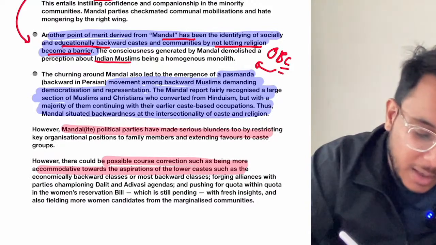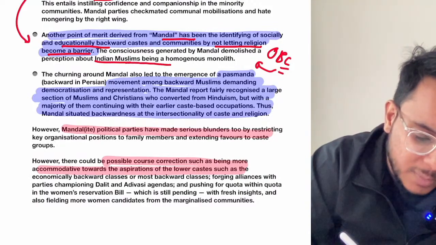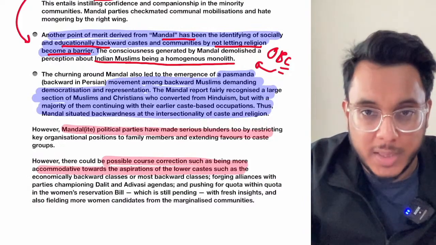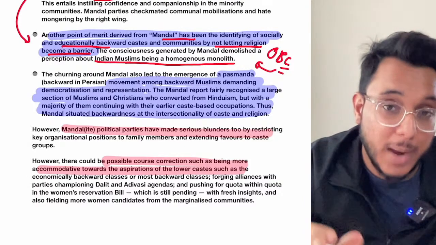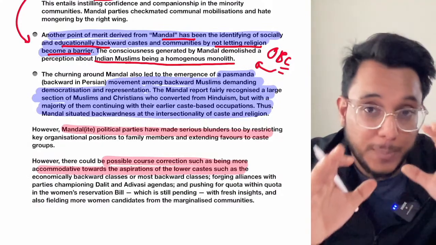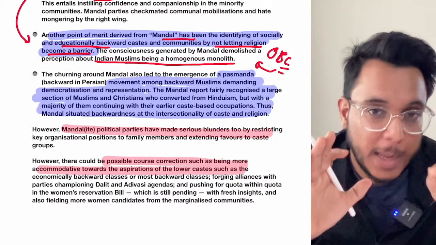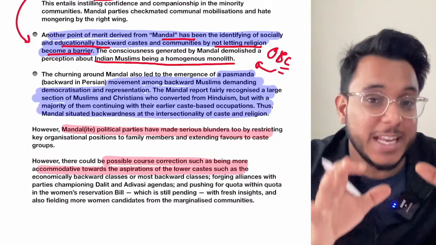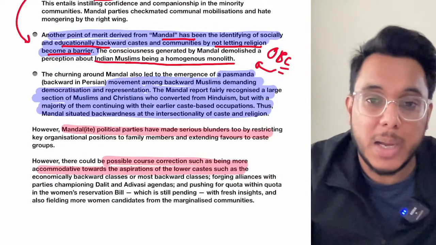It was said that Indian Muslims are not a kind of homogeneous monolith. Within the Indian Muslims also, there are backward people. So according to the Mandal Commission, again I am repeating and giving clarity, it was not specifically restricted to Hindus. It said that even in the Muslim communities there can be backward people.